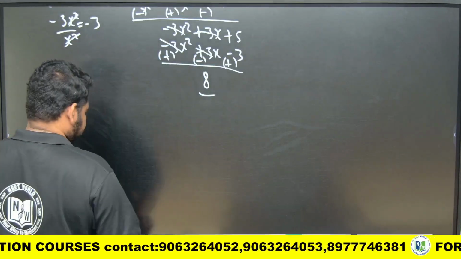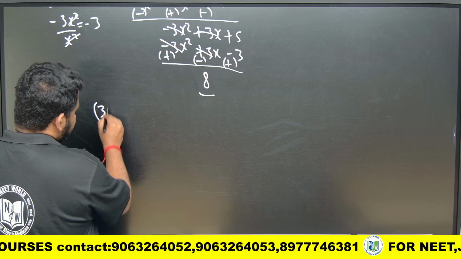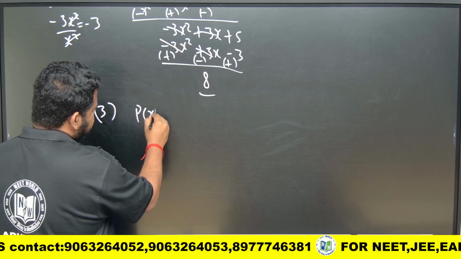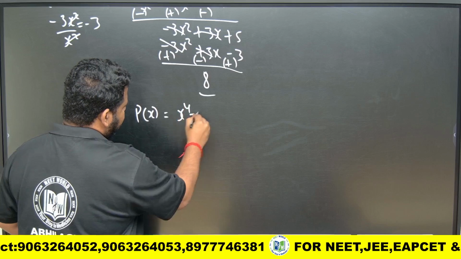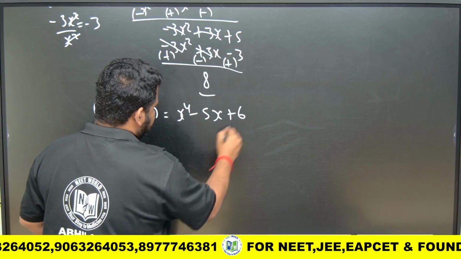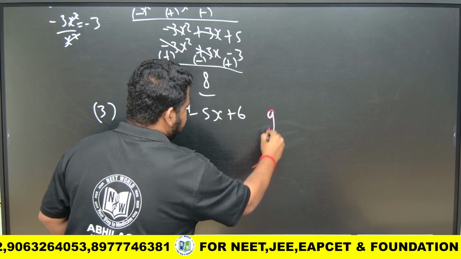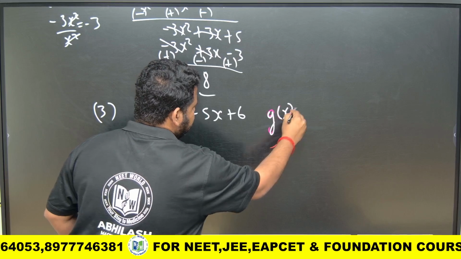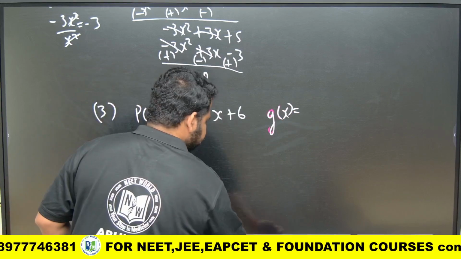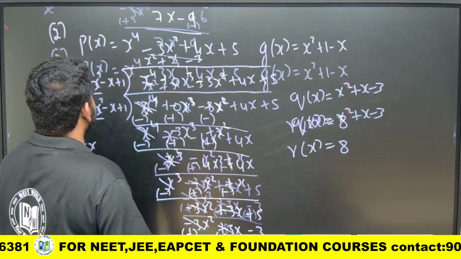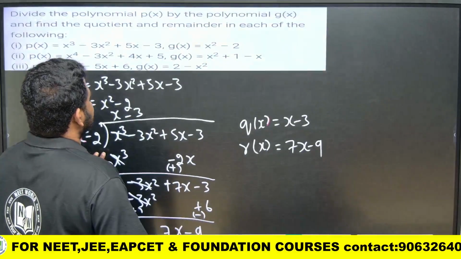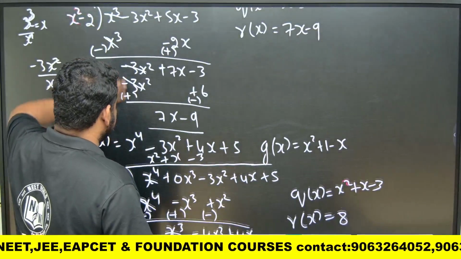Third question. What is it that they have given? P of x is x to the power of 4 minus 5x plus 6. What about g of x? What is it that they have given? Let us check. G of x is 2 minus x square.